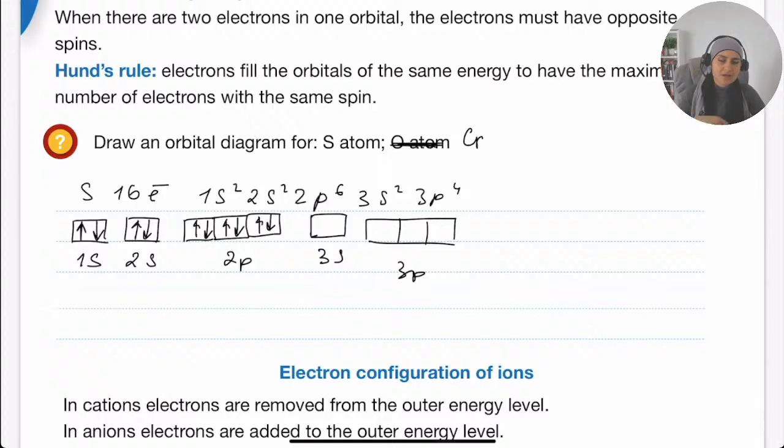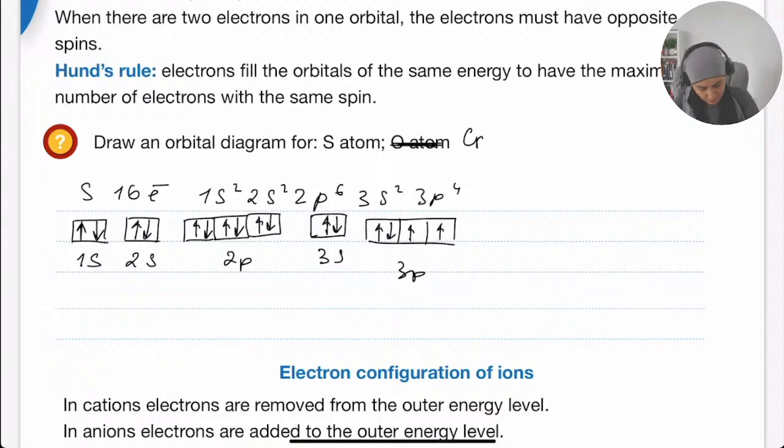Obviously, when the whole subshell has all paired electrons, you can just draw them however you want, but keep in mind that electrons fill an orbital one at a time, and then they start pairing. 3s2, 3p4, so 1, 2, 3, and then I start pairing 4. That's the orbital diagram for sulfur.